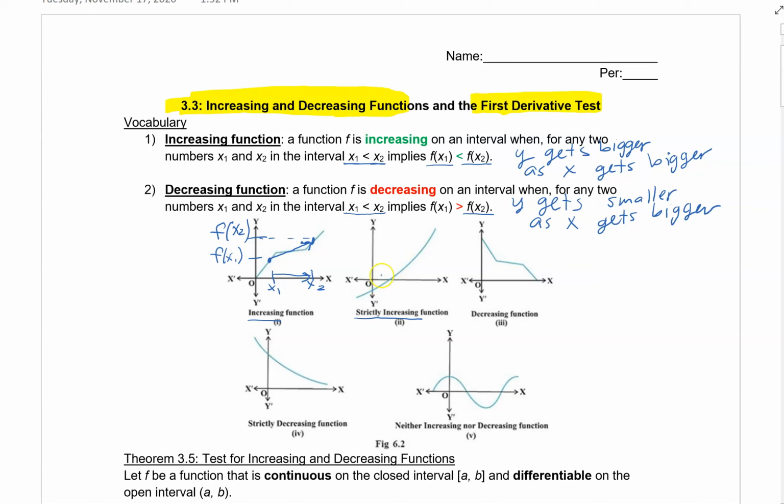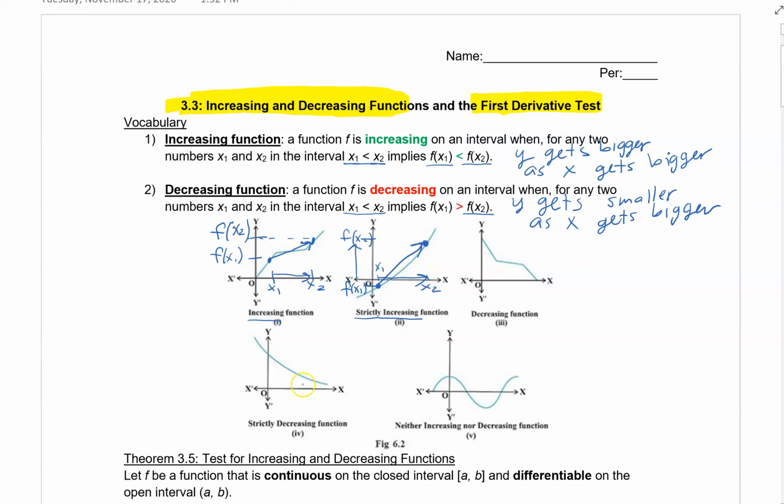Same here. Let's say I pick x1 right there. So my f of x1 is down here. And then if I move to the right on the x-axis, say over here, there's my f of x2 up here. Again, I can see my f of x values went higher as x went to the right. So when this says x1 is less than x2, it basically means x is moving to the right.